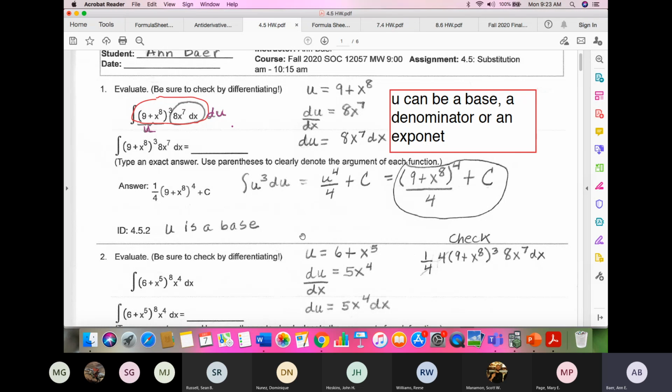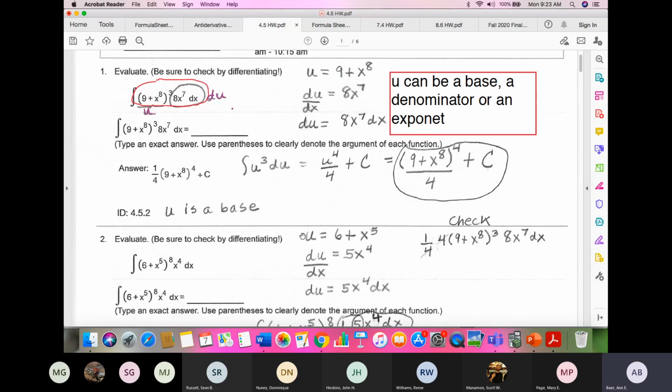Let's go to problem number 10. And let's keep in mind that you only have 3 possibilities for u. It could be a base, a denominator, or an exponent. So in this case, u is a base. And in every one of these problems, I have written down what u is, so that you can really see throughout the document, u is a base, u is a denominator, or u is an exponent.